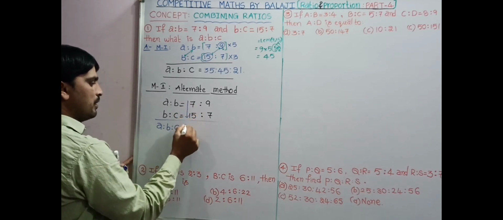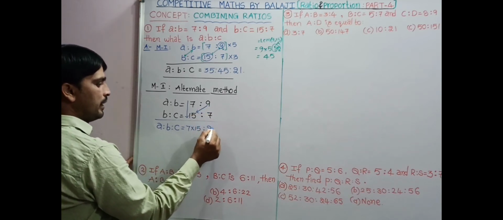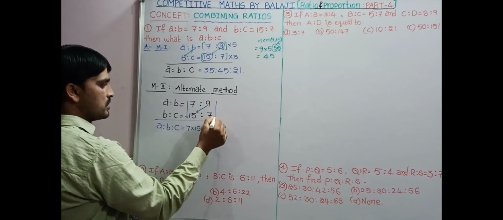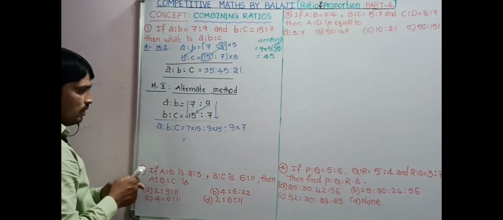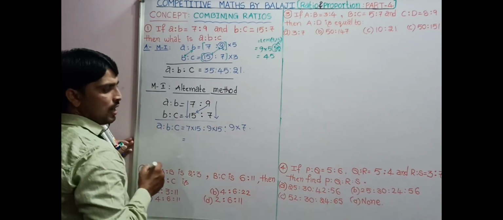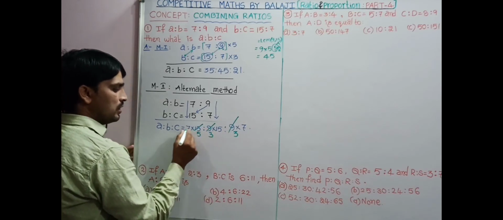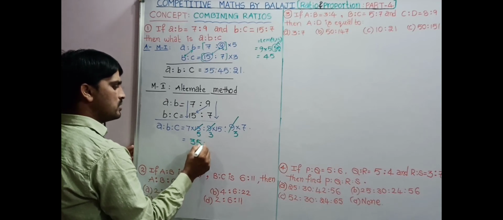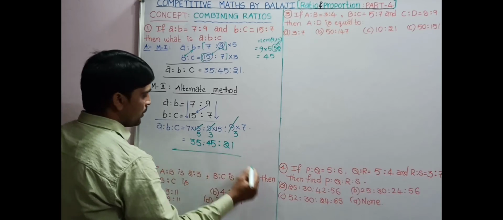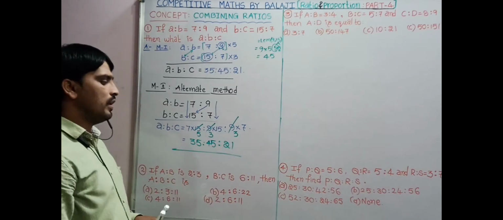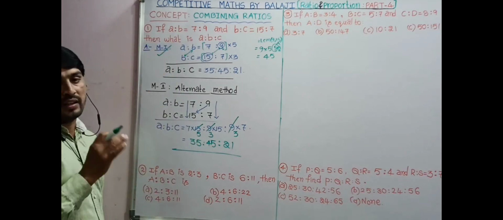Consider the product of these two, 7 into 15. Then 9 into 15 is to 9 into 15, is to 9 into 7. Each term has 3 as a common factor. 3 3s are 9, 3 3s are 9, 3 5s are 15. 7 5s are 35 is to 3 5s are 15, that is 45, is to 3 7s are 21. Again we get A is to B is to C as 35 is to 45 is to 21. But method 1 is the preferable and easier method.